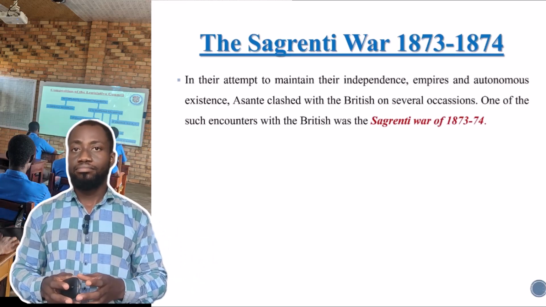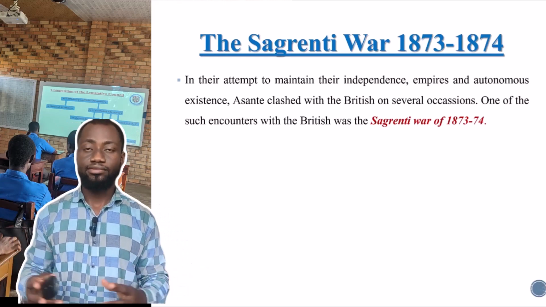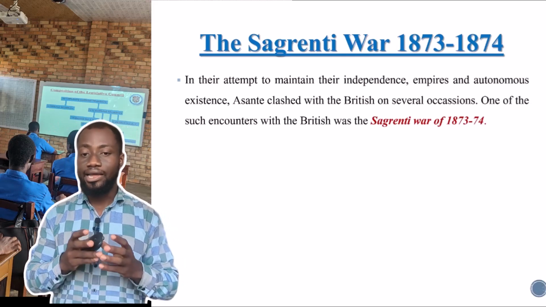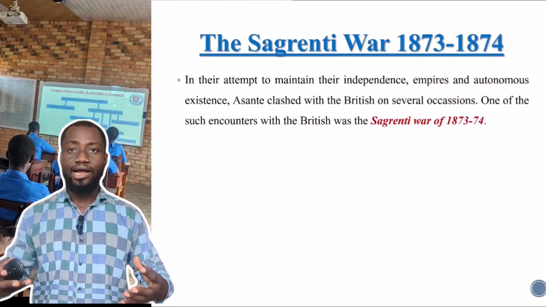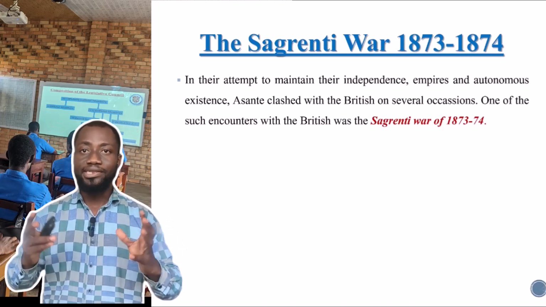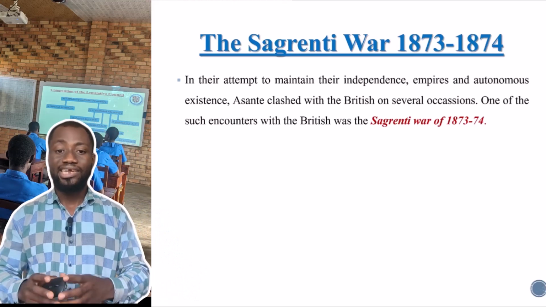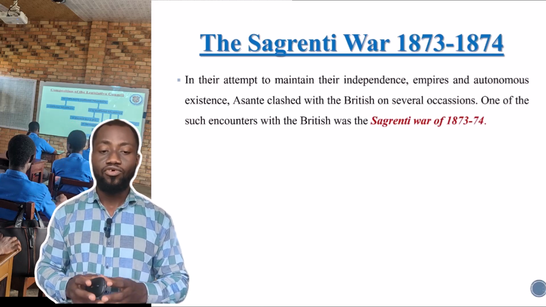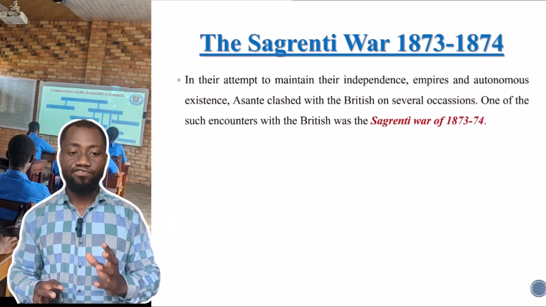Now, we have already indicated that Asante and the British fought on several occasions. And one of such wars, as I have already said, was the Sagrenti War in 1874. Now, these wars were fought basically because Asante wanted to maintain their independence, also to maintain their empire and also autonomous existence. They wanted to be free, and so they clashed with the British on several occasions. And one of such encounters was the Sagrenti War of 1873 to 1874.